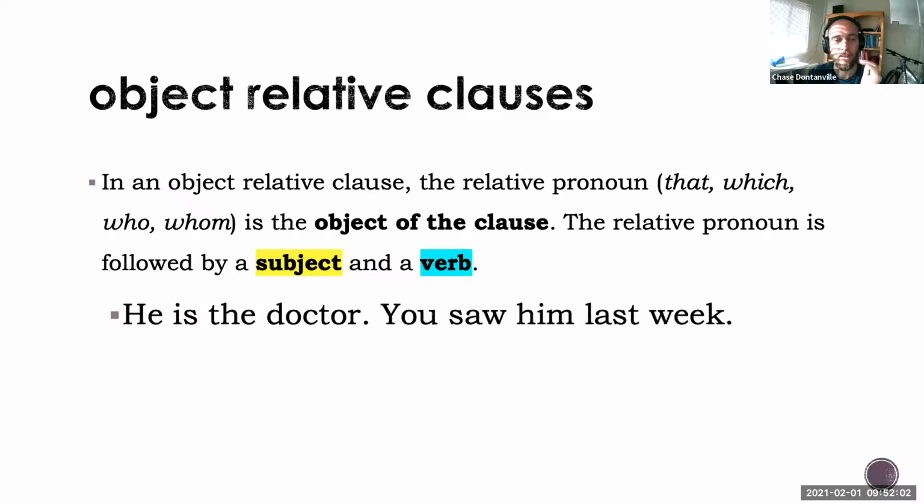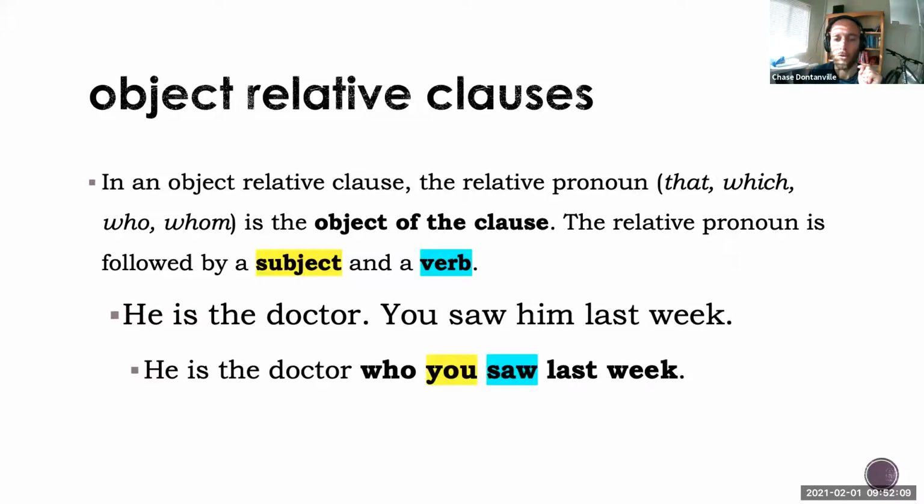For example, he is the doctor. You saw him last week. Let's put these together. He is the doctor who you saw last week. So, who you saw last week is the object relative clause. But we see you have who and then subject you, verb saw. So remember, in subject relative clauses, the relative pronoun is the subject and then the verb. But in objects, you have the relative pronoun plus subject plus verb.